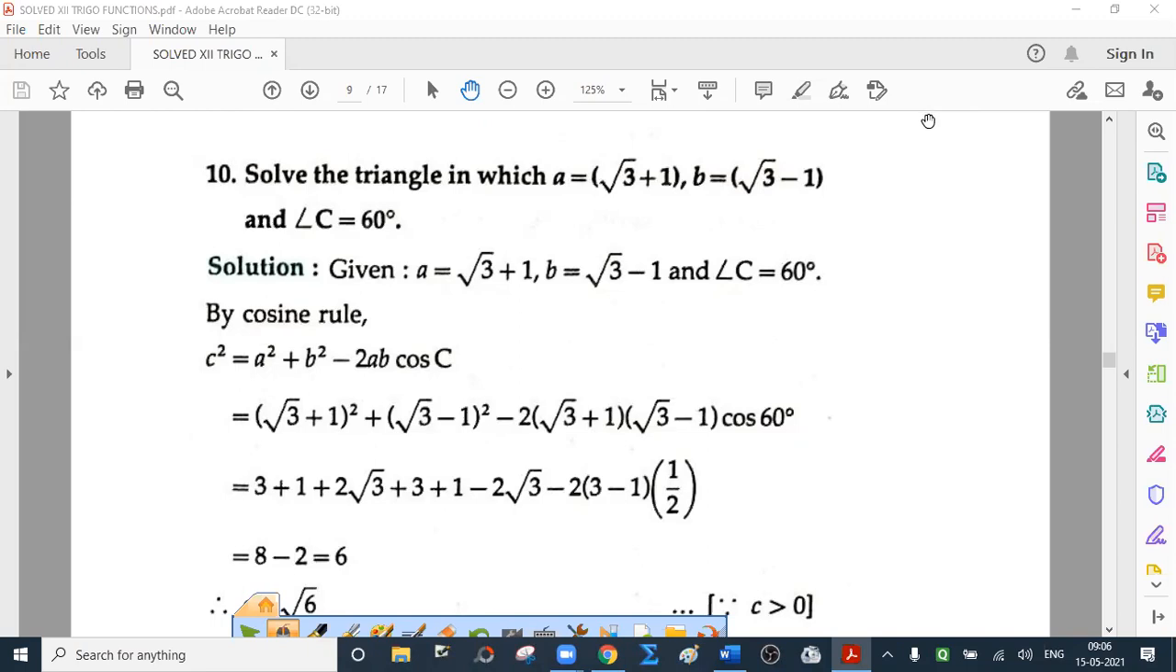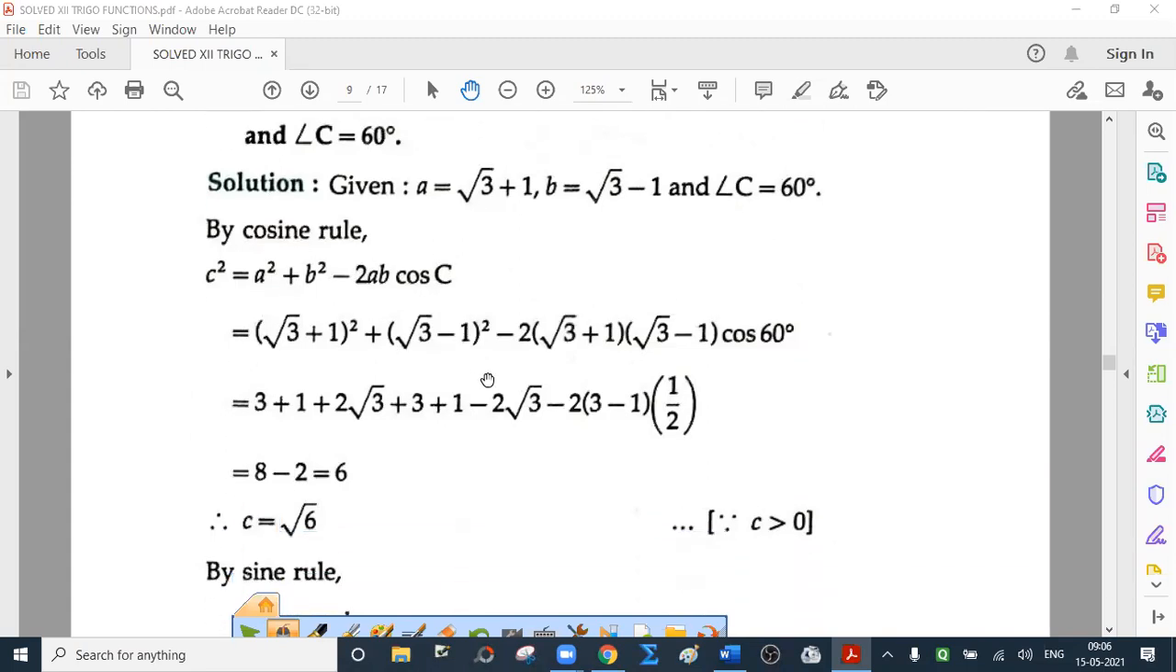So in this case, we are given length a, length of side BC, length of side AC, which is small b, and angle C. So we have to find small c and remaining 2 angles. We are given a equal to root 3 plus 1, b equal to root 3 minus 1, and angle C equal to 60 degrees. By cosine rule, what is c square? a square plus b square minus 2ab cos C.